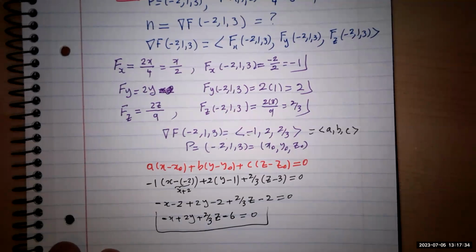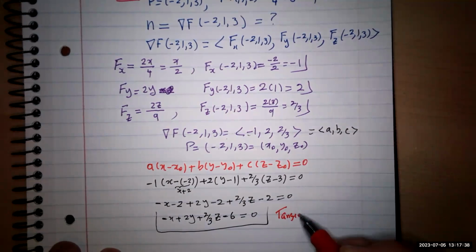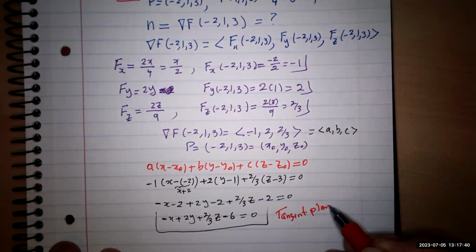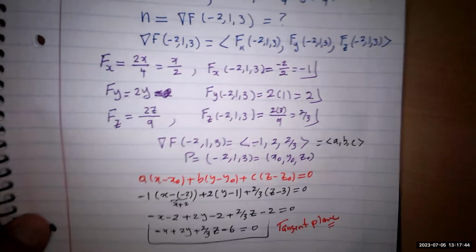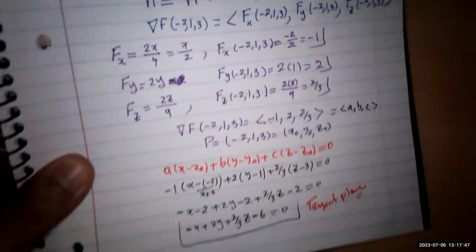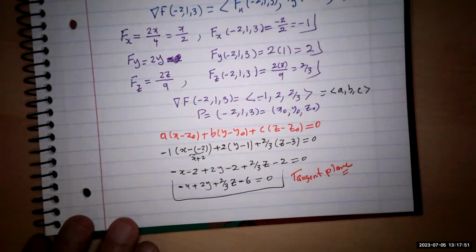This is your tangent plane. Okay, tangent plane equation. Any question? Normal line, you know that the normal line is the equation of that line in the direction of the gradient.